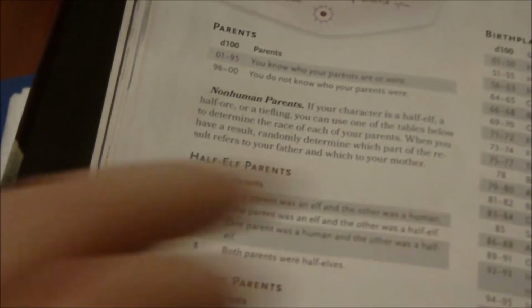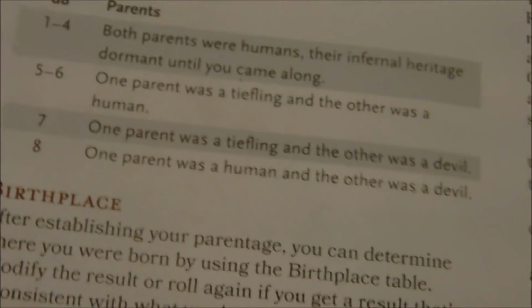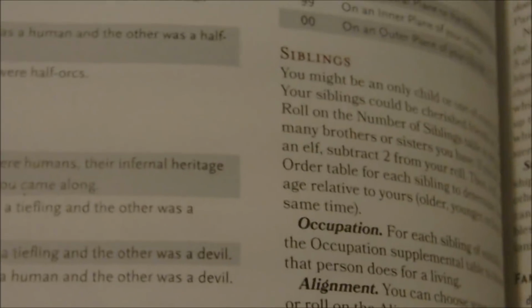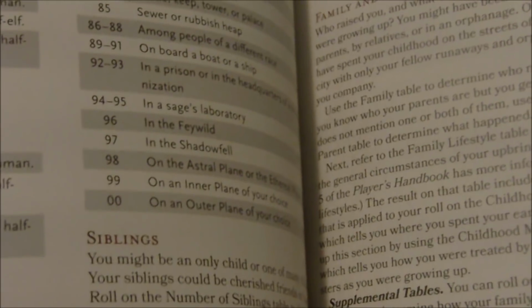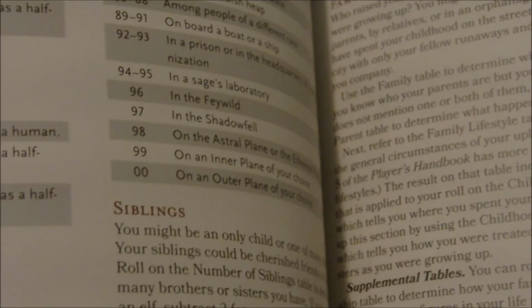Now let's go back, and we're going to go for our family here. So that's the next one to roll. So family and friends, who raised you? What was life like for you when you were growing up? You might have been raised by your parents, by relatives, or in an orphanage, or you could have spent your childhood on the streets. So, 42.